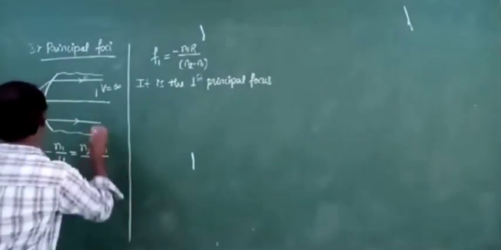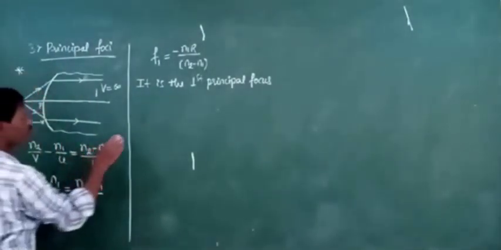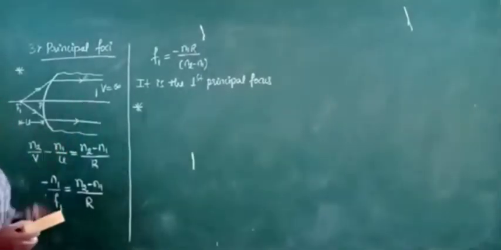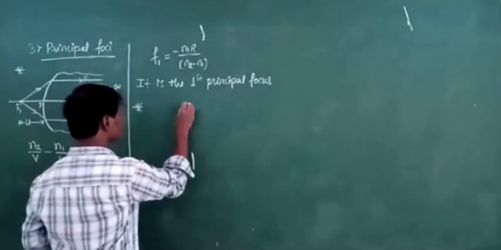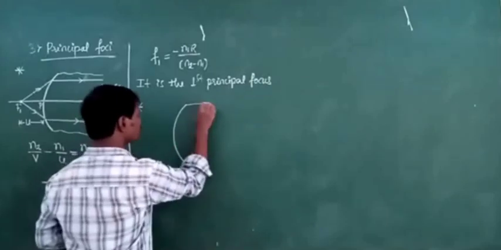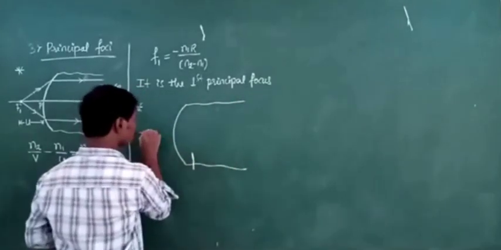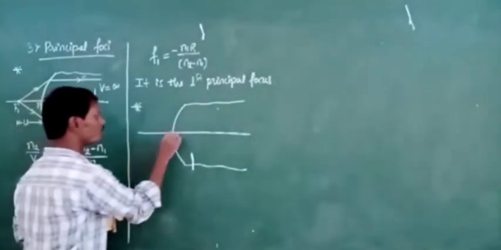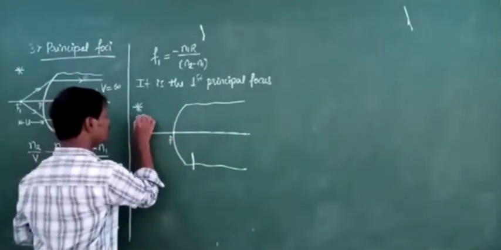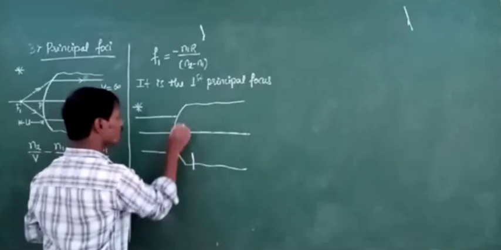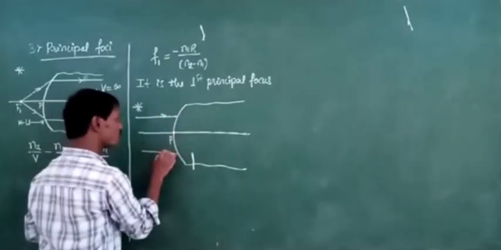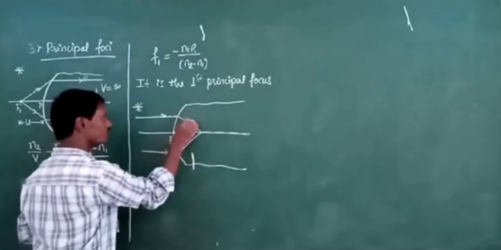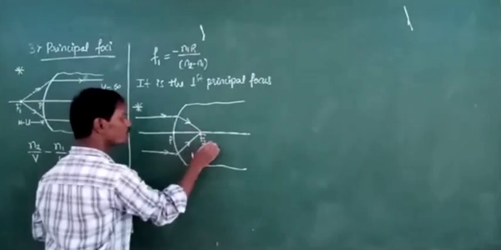Then what about the second principal focus? That was about the first principal focus. Now we are going to discuss the second principal focus. The second principal focus is at the side of the image. So I will draw the diagram. Here the rays come from the object which is at infinity from the pole of the spherical refracting surface. These rays are parallel to the principal axis. After refraction, the refracted rays converge at a point in the denser medium. Now it is called the second principal focus.